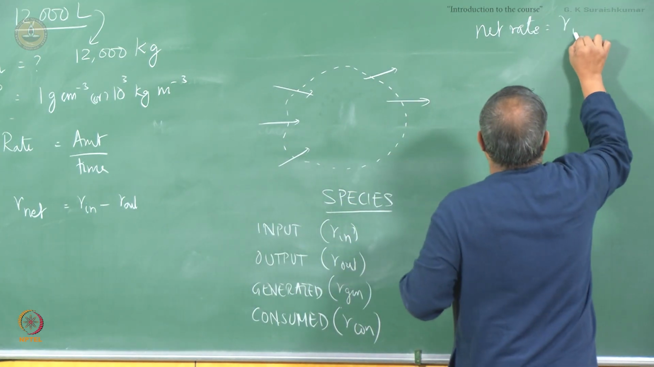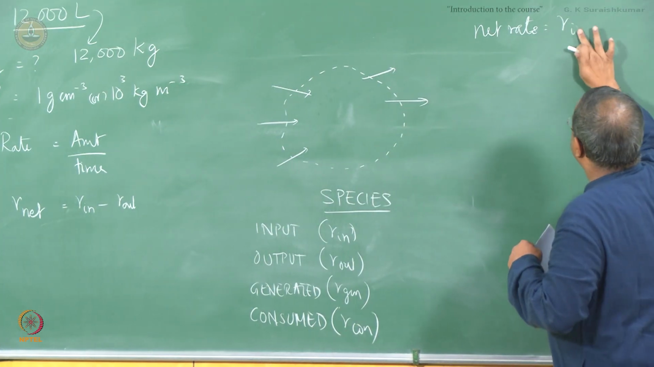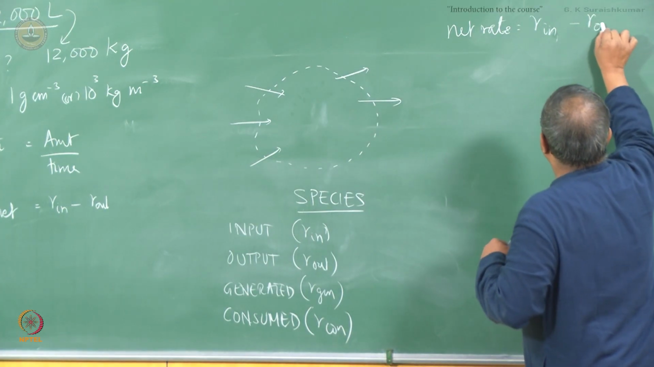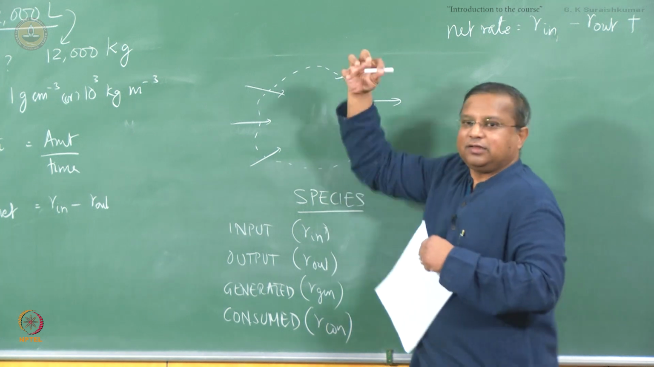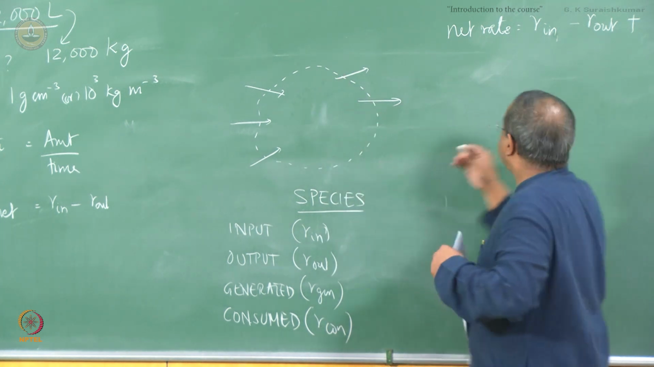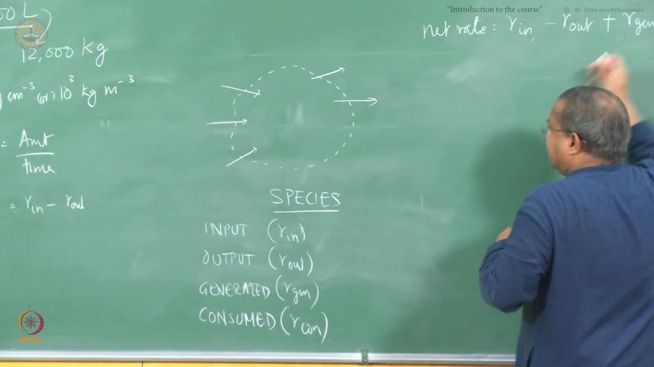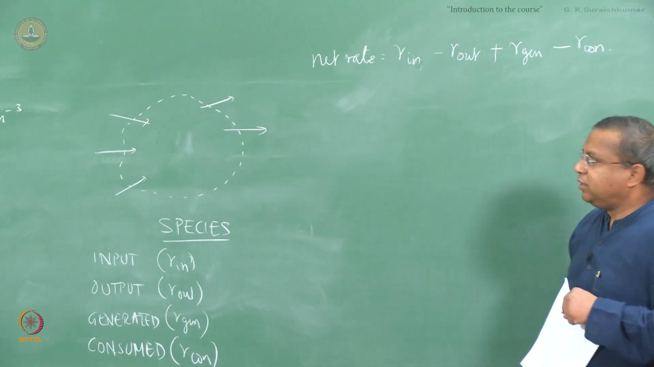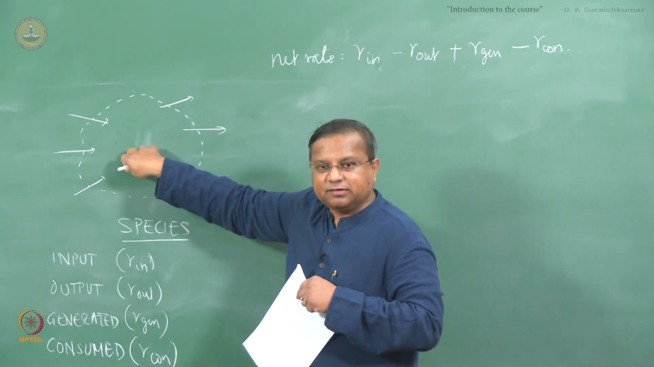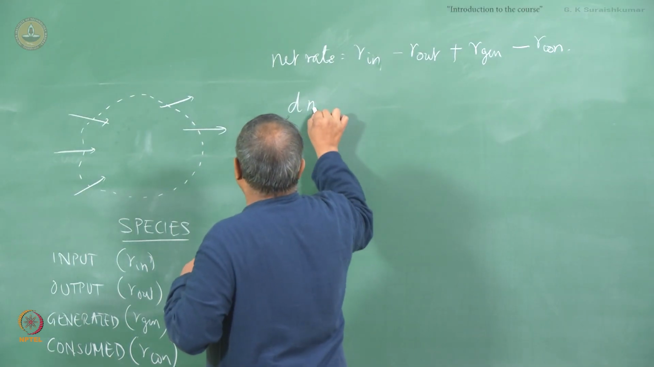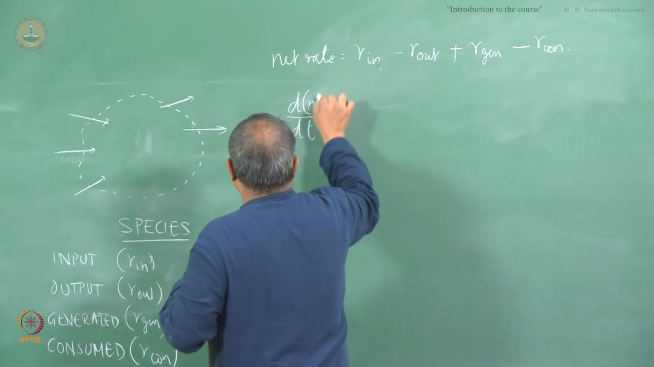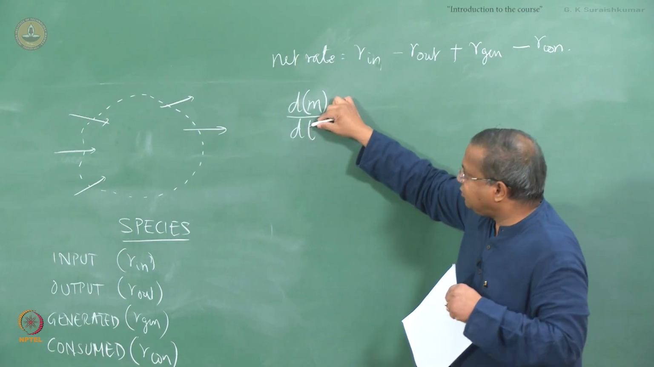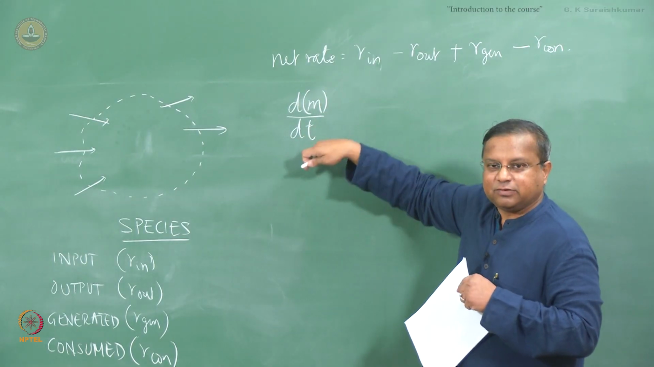it will be the rate at which it is coming into the system, minus the rate at which it goes out, plus the rate at which it is being generated in the system itself, minus the rate at which it is getting consumed in the system. Therefore, the net rate of species change in the system is the rate at which the species gets accumulated in the system, which we can represent mathematically as the derivative of the change of mass with respect to time.